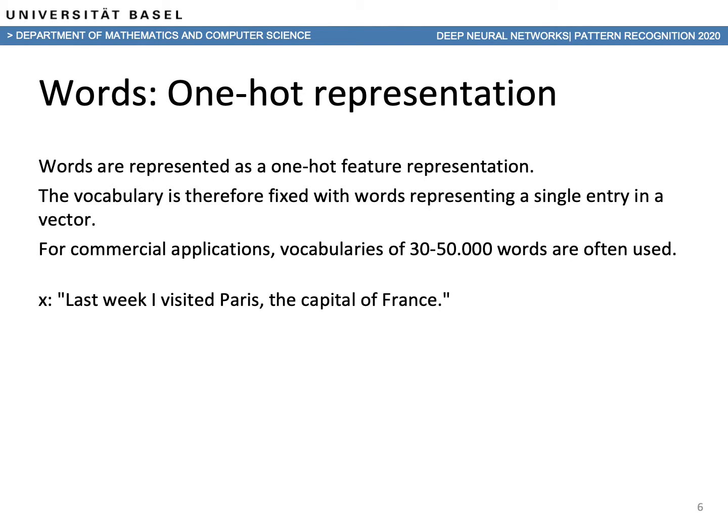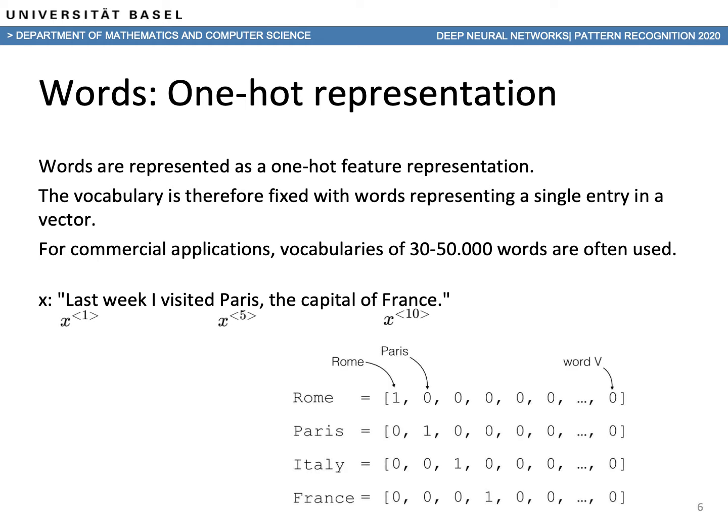So let's say we have a sentence like this: Last week I visited Paris, the capital of France. For each word we embed into this one-hot representation. Then we can have a look at how some of these representations look. For instance, France is the last entry here, which will be a vector of somewhere between 30 and 50,000 entries, and then one of these entries will be a 1. So this is a one-hot representation.